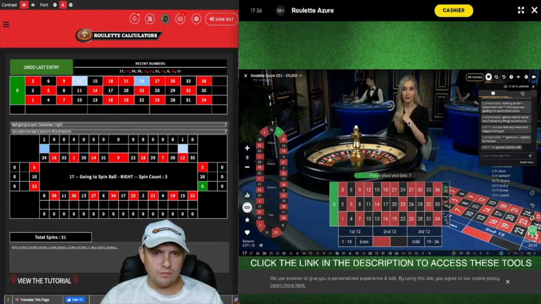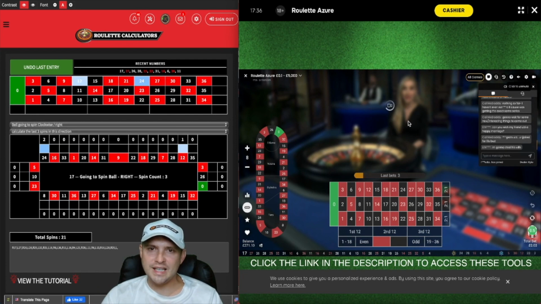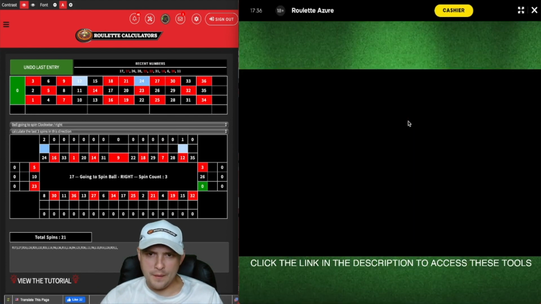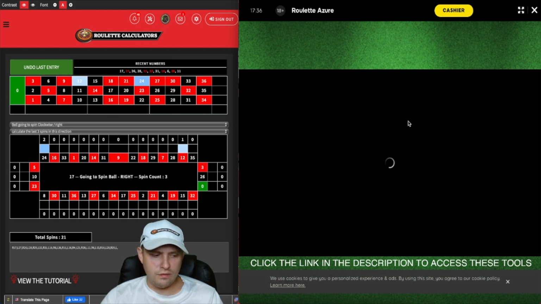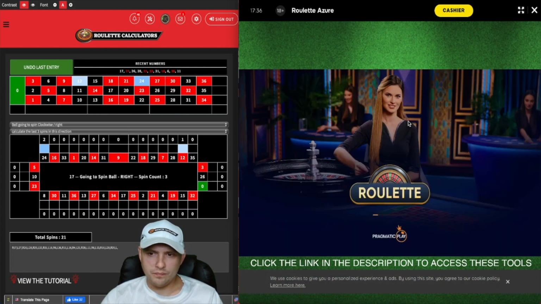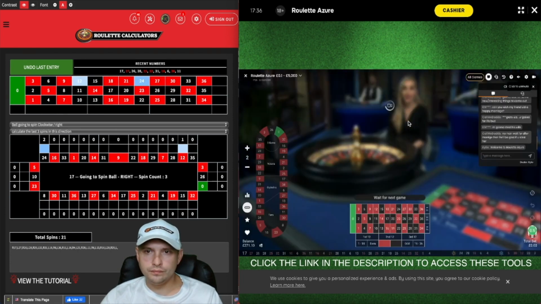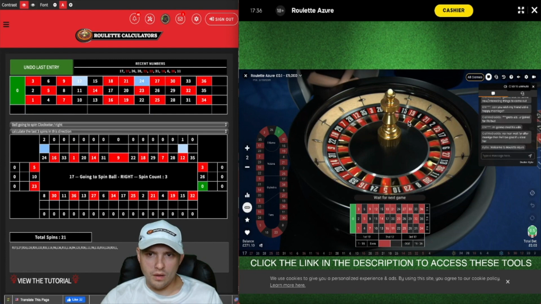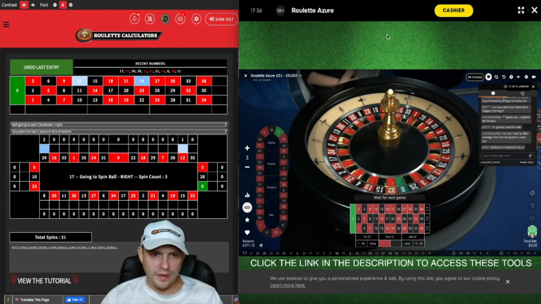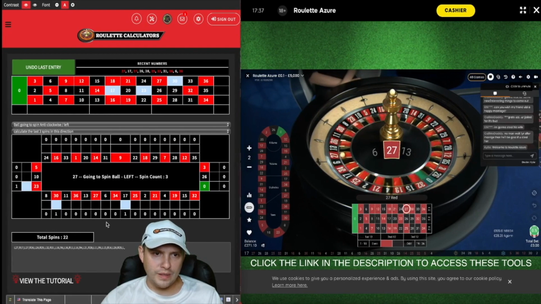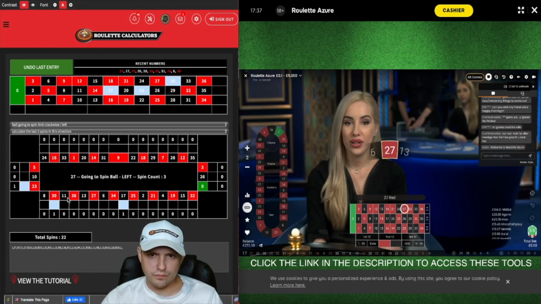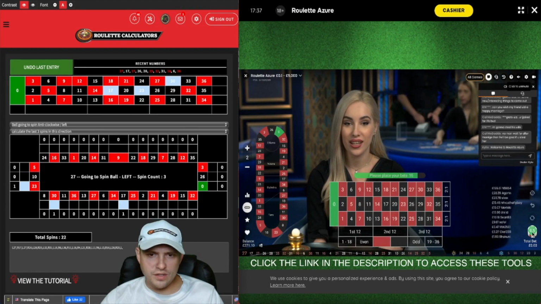Now this is looking a bit spread out, and also the table's frozen, so what I'm doing is resetting the table now, just so we can get that video feed working again. And as you can see, it went to 27, so it was a good job we didn't bet on that one. So this one's looking closer together.